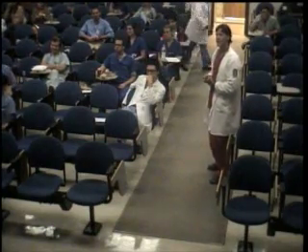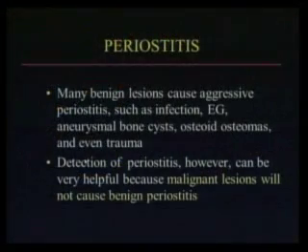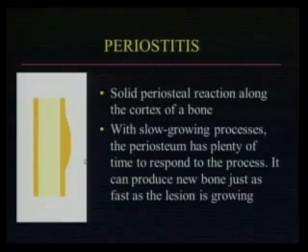So be careful because many benign lesions may produce aggressive periostitis. EG is an example of that. But usually, malignant lesions will not cause benign periostitis. Sometimes they may produce some cortical thickening and you may confuse it with benign periosteal reaction. But this is a good rule, okay? Malignant lesions will not cause benign periosteal reaction.